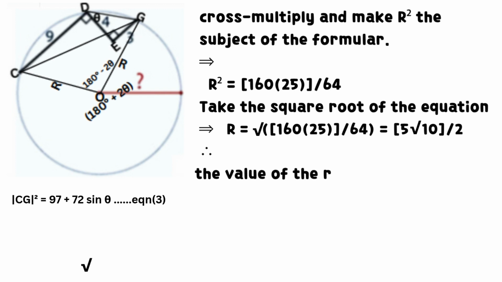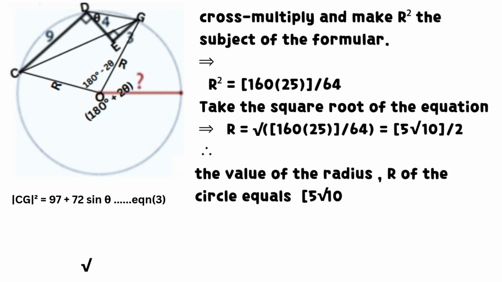Take the square root of the equation. Hence, r equals the square root of 160 times 25, all divided by 64, which equals the product of 5 and the square root of 10, all divided by 2. Therefore, the value of the radius, r, of the circle is equal to the product of 5 and the square root of 10, all divided by 2, in units.